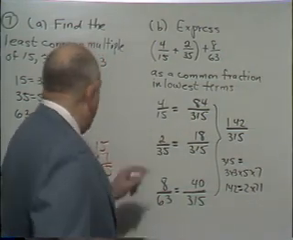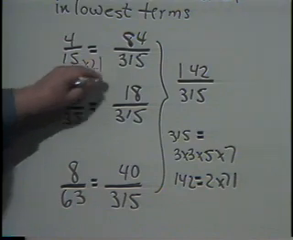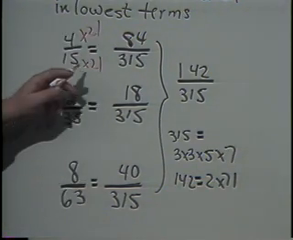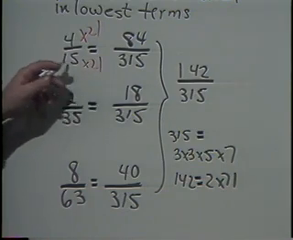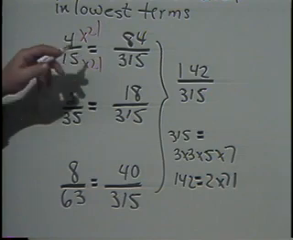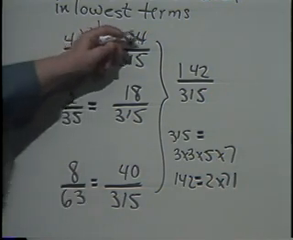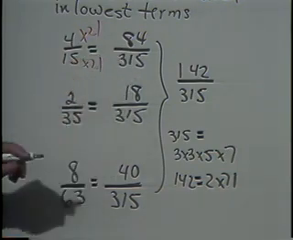Now, how many times does 15 go into 315? It goes in 21 times. See, that's what we found before. We found that 315 was the 21st multiple of 15. Multiply downstairs by 21, I have to multiply upstairs by 21. That gives me 84 over 315.